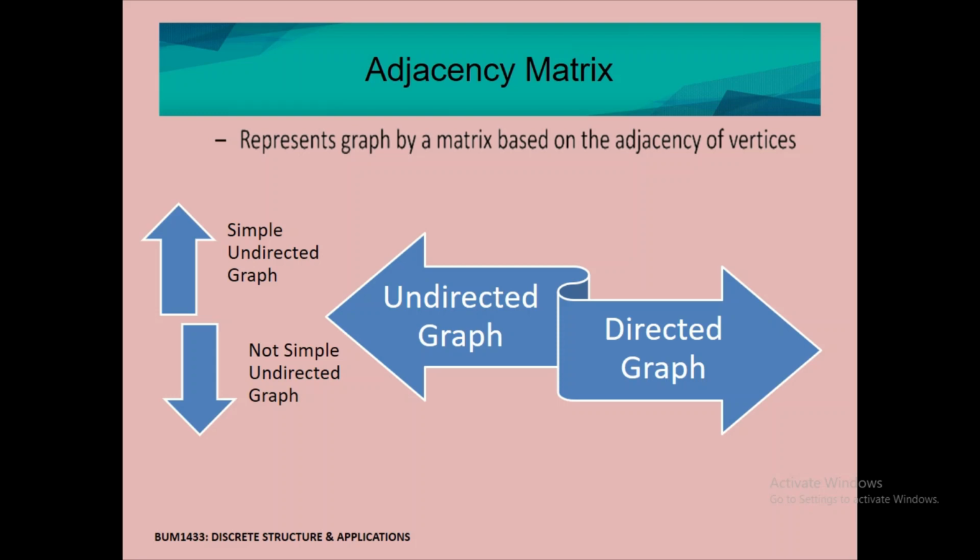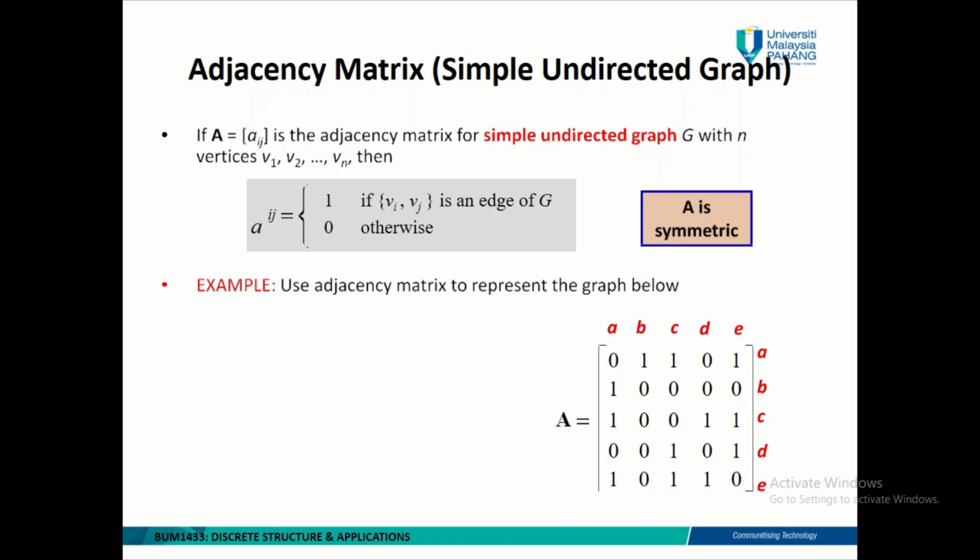And the second part is to represent graph using adjacency matrix. In the adjacency matrix, we represent graph by a matrix based on the adjacency of vertices. There are two types of graph also, undirected graph and directed graph. In the undirected graph, we have simple undirected graph and not simple undirected graph. Simple graph means there are no loops and no multiple edges. So not simple undirected graph means that we can have loops and multiple edges.